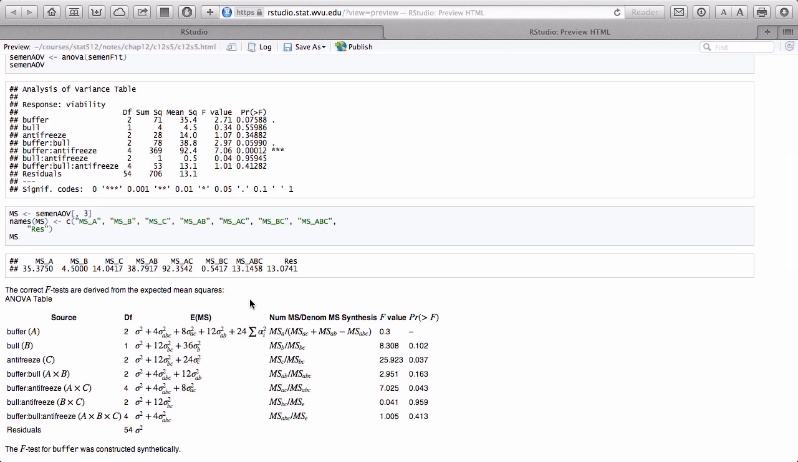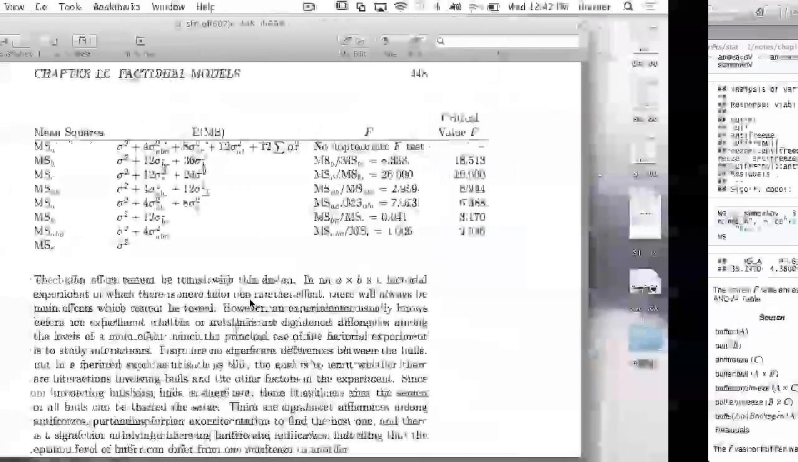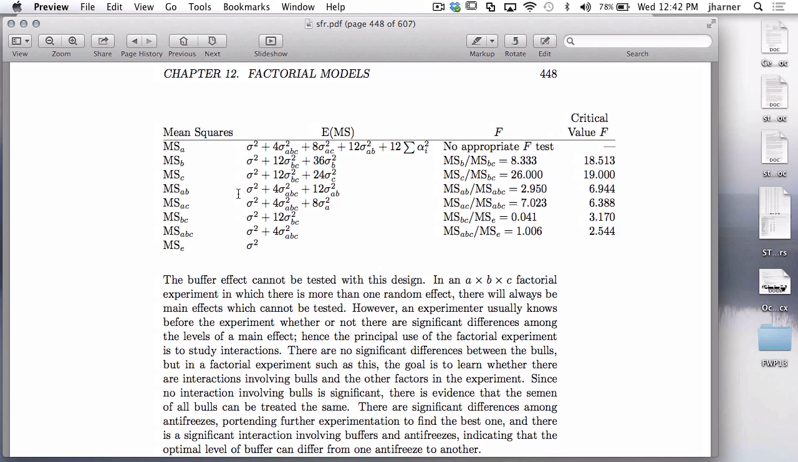AC plus AB minus ABC. So if I take this one and add it to this one and subtract this one, this would be a 4 plus a 4 minus a 4. That gives me this. And then this term for AB gives me this one. This term for AC gives me this one.